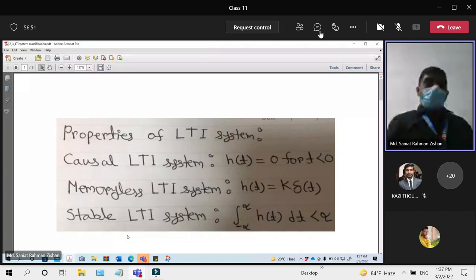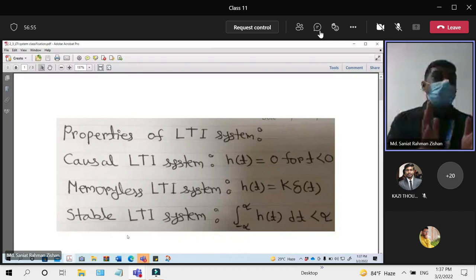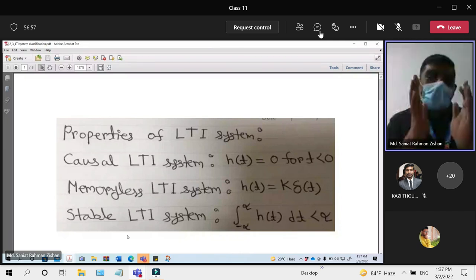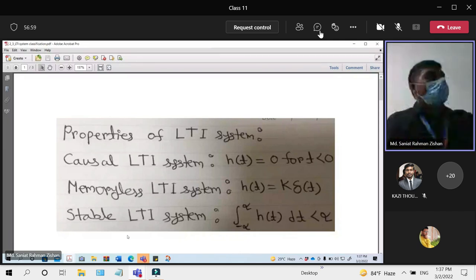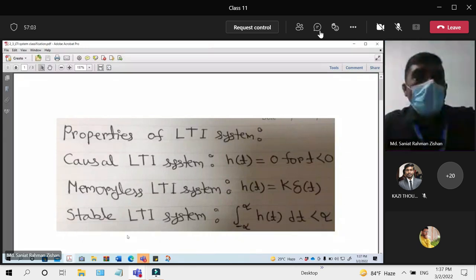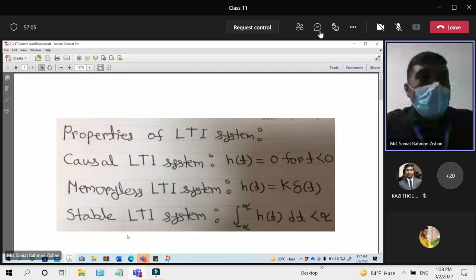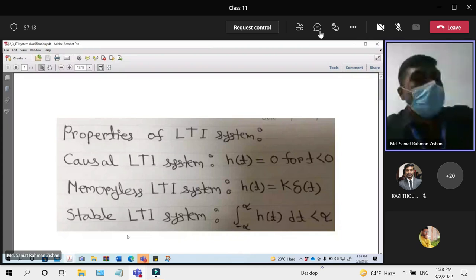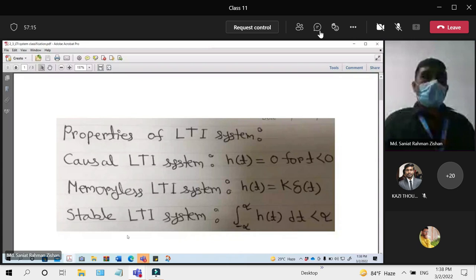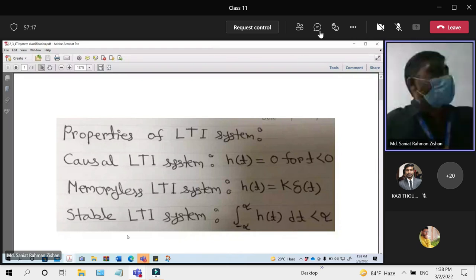Before I start this topic, I'll be requesting all of you not to become confused. At the beginning of chapter 2, I've showed some classification. That was classification of normal system: linear or non-linear, time varying or time invariant, causal or non-causal, memoryless or with memory, etc. And this classification is for the LTI system. Because again, you can see there is h(t). Everything is given in terms of h(t).